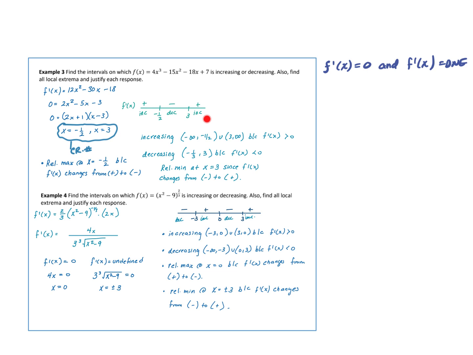This is not an answer. So f of x is increasing from -∞ to -1/2 and then 3 to infinity. The rationale is because the derivative is positive. So we say f prime of x is greater than 0. That's it. f of x is decreasing from -1/2 to 3 because f prime of x is less than 0. There's nothing more than that. Just short and to the point.